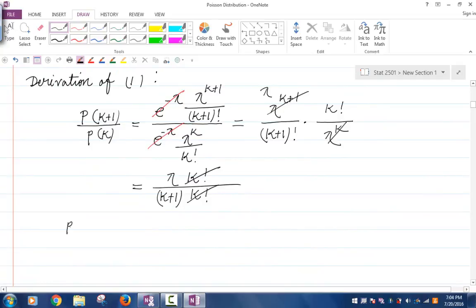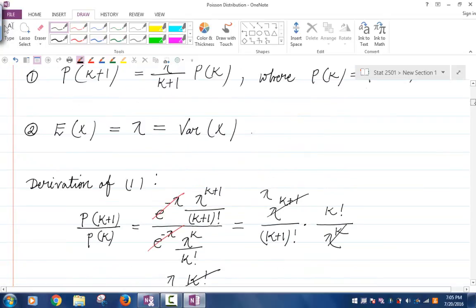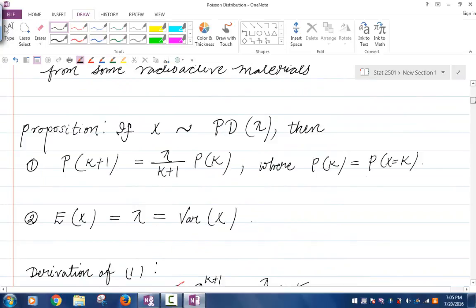So finally what I have then is P(k+1) over P(k) is equal to lambda over k+1, and it implies that P(k+1) is lambda over k+1 times P(k), and so this is the desired recurrence relation for the PMF of the Poisson random variable x. Okay, so that's number one.